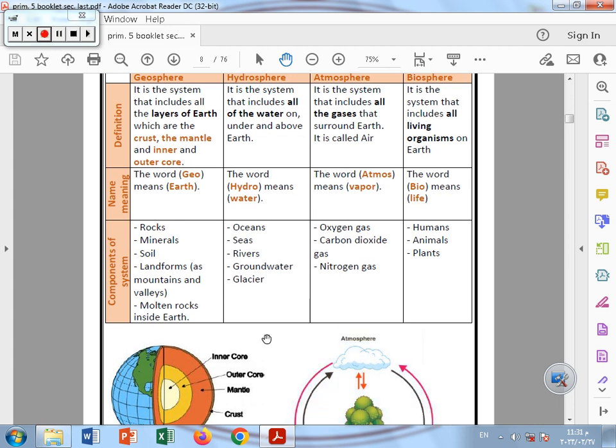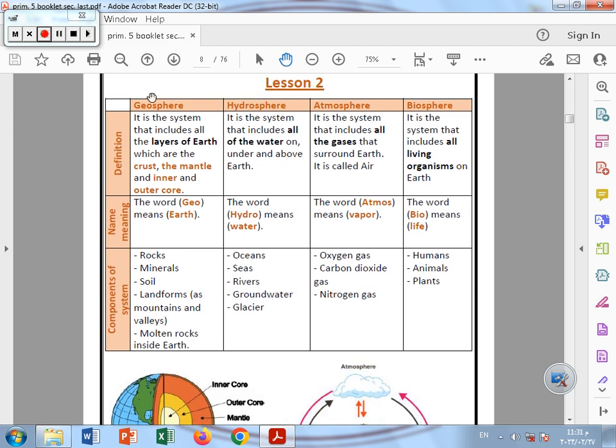And also we know that the word geo in geosphere means earth. And the hydrosphere is the system that includes all water on the earth. The word hydro means water. And the atmosphere, the word atmo means vapor, and the atmosphere includes all the gases on the earth. Biosphere means the system of life on the earth, so it includes all the living organisms on earth.